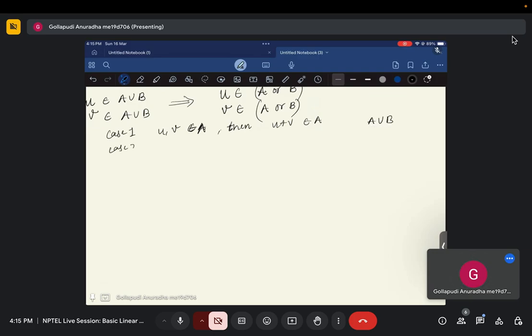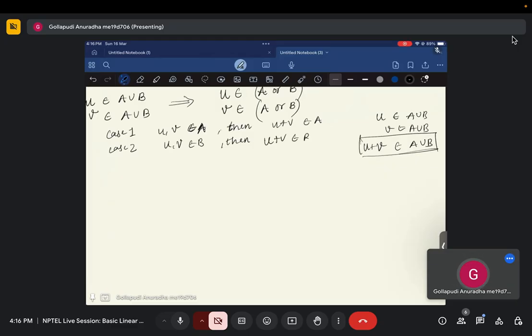Now case 2. What you're trying to prove ultimately here is, as we did in the previous case, if u is in A union B and also v is in A union B, we have to check whether u plus v belongs to A union B or not. If it is true, then it's a true statement, or else it's not. So in case 2, suppose u and v belong to B, then u plus v will belong to B, which means that it belongs to A union B.